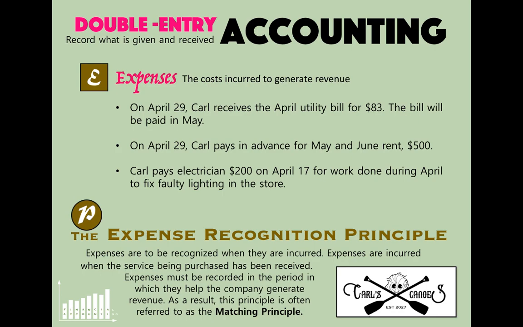On April 29th, Carl paid in advance for May and June rent, $500. Should Carl record rent expense for this $500? The answer is no. Carl is going to incur the cost for May rent when he occupies the storefront in the month of May. He's going to incur the cost for June rent when he occupies the storefront in the month of June. Since he has paid in advance for these costs, he does not expense them.